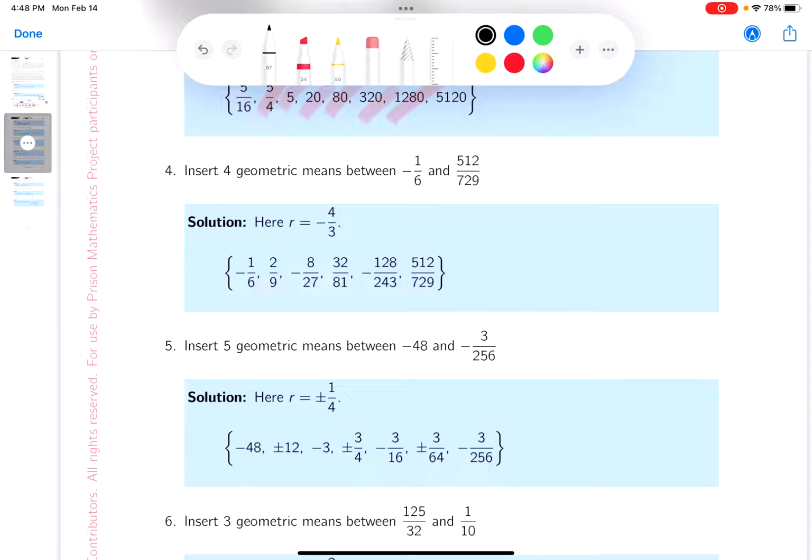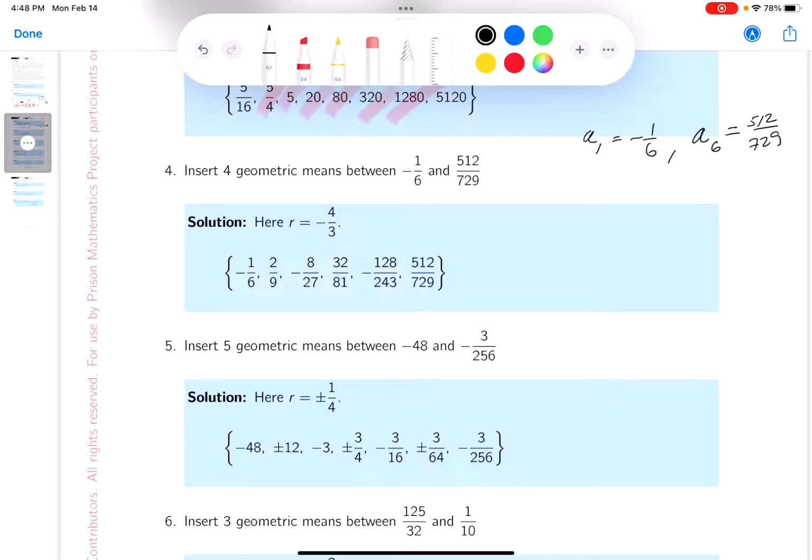Okay, let's write this down. So A1, we're doing number 4 now, is minus 1/6. And then let's take a look at this. I'm going to start counting, and we need to insert 4 of them in between there. So that would be A6 then. And what do you get over here? A6 is 512 over 729.